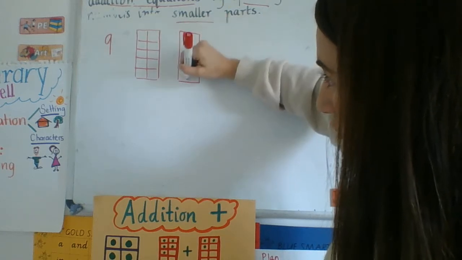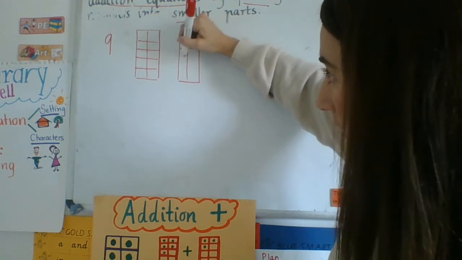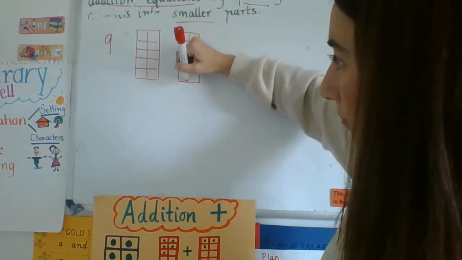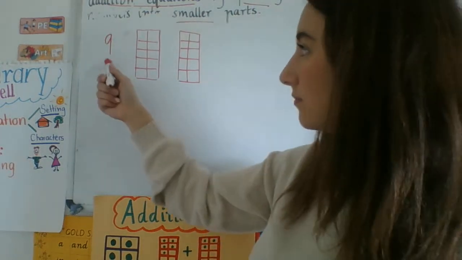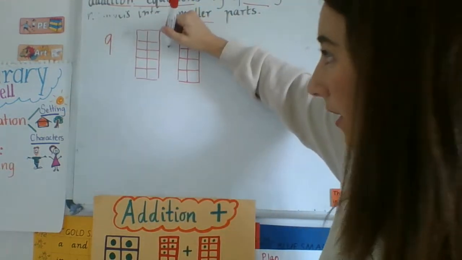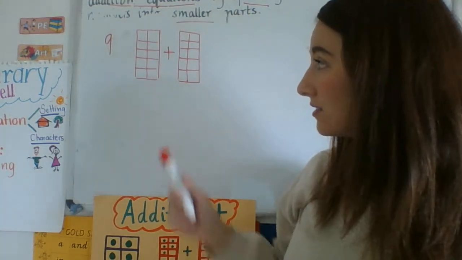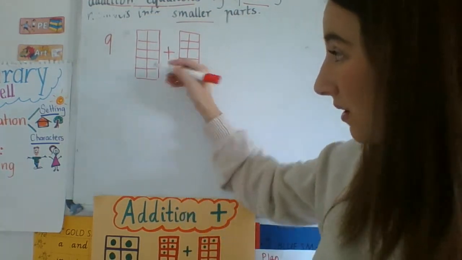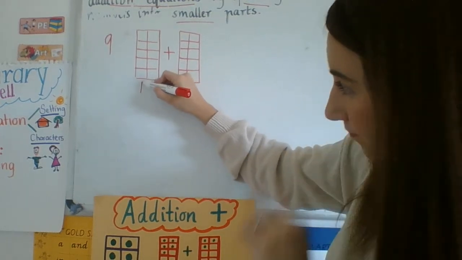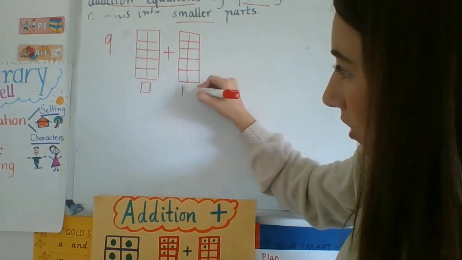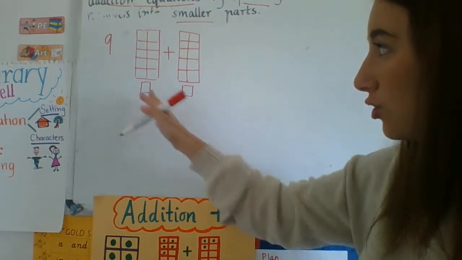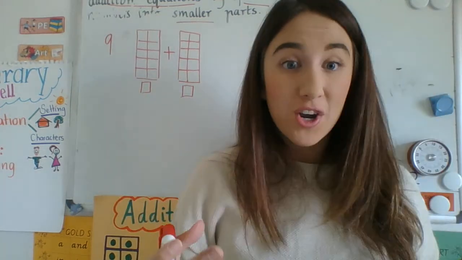okay, I'm drawing my 2 tens frames. If you have a ruler, you might like to use it to make sure you are presenting your work neatly, okay? So I'm going to make 9, and I need my addition symbol in the middle, okay, to tell us that we are adding this number and this number. And then you need to think about what numbers you can use to make the number 9.